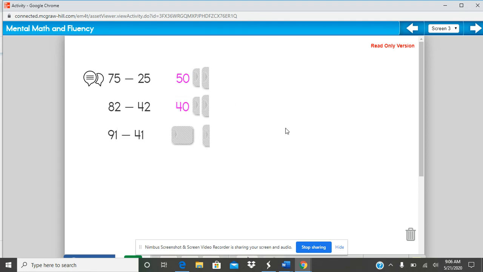And finally, 91 minus 41. So I'm going to do my 1 minus 1, get my 0, and then 9 minus 4. So 91 minus 41 equals 50. Fantastic. So let's move on to our math message.